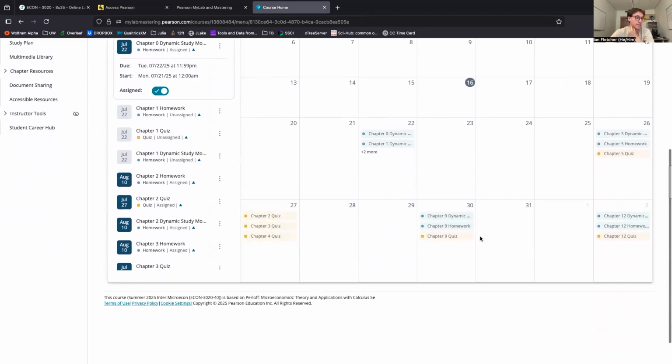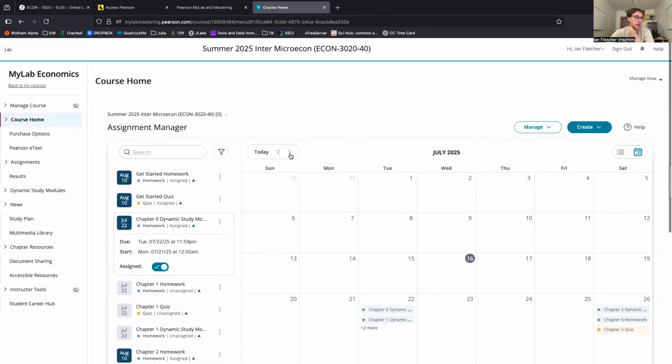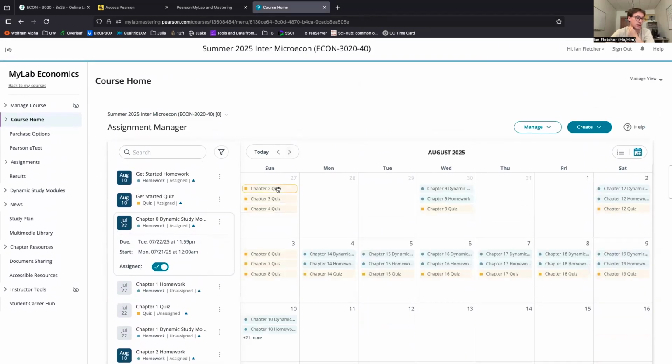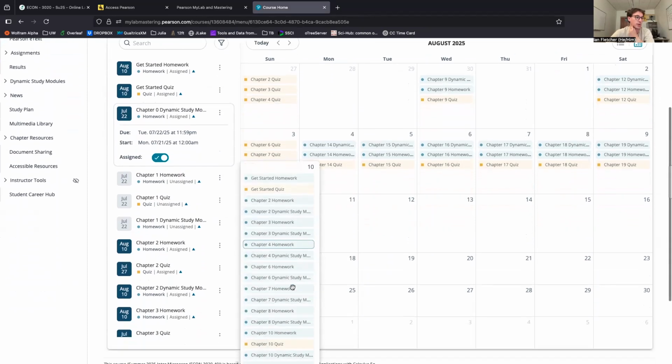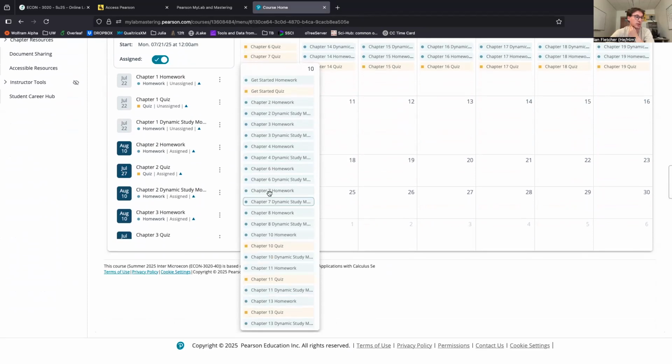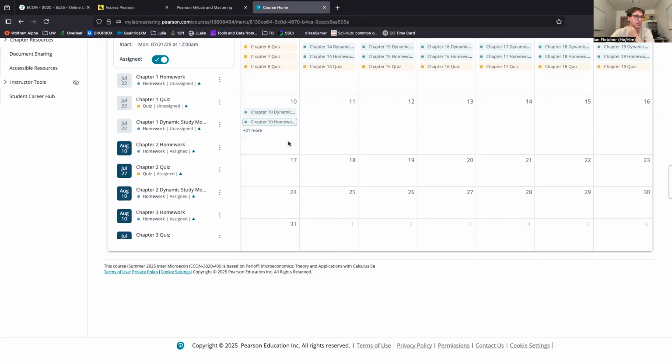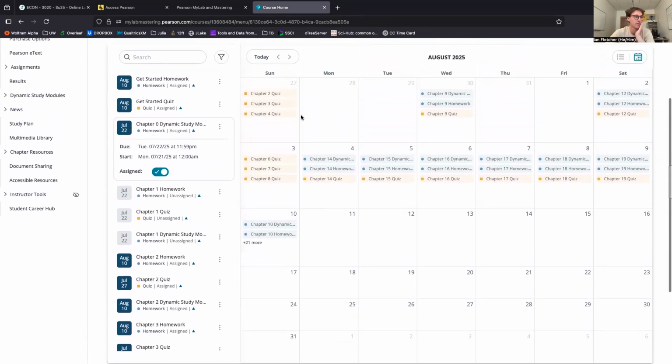You can see the quizzes here. And then in August, you will see the next set of quizzes, and then you will see the last set of quizzes, and everything else here. So you should see everything else that is going to be due. This looks like there's a lot to do here, but if you guys are just keeping up with everything, you'll be fine.